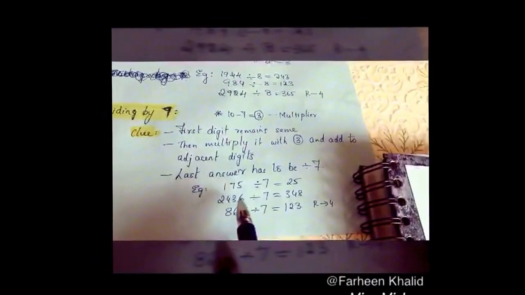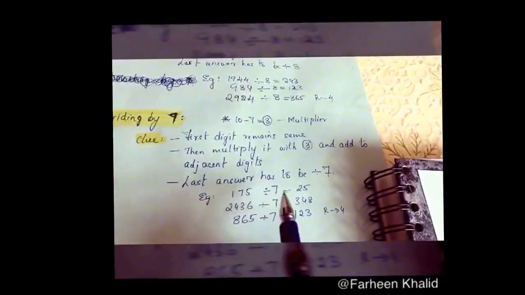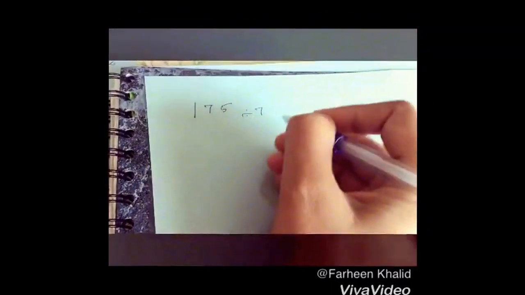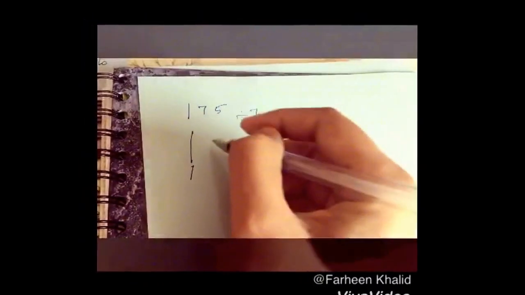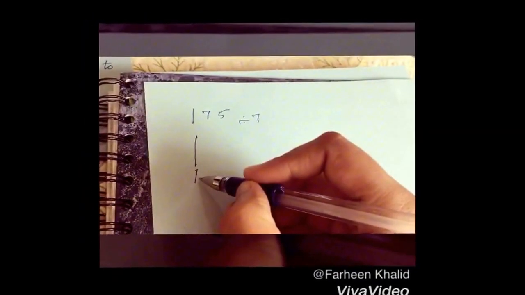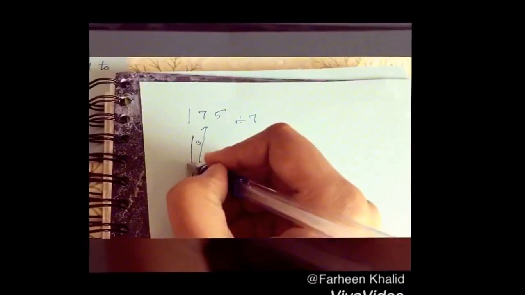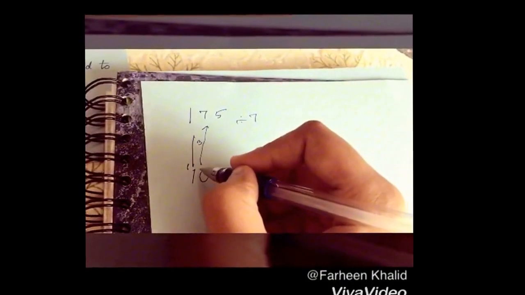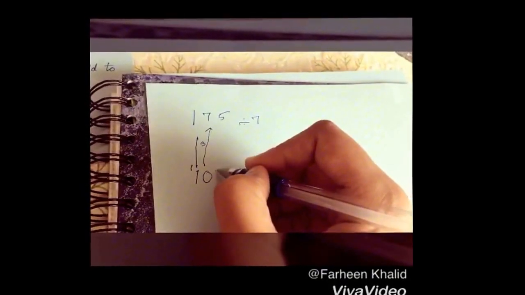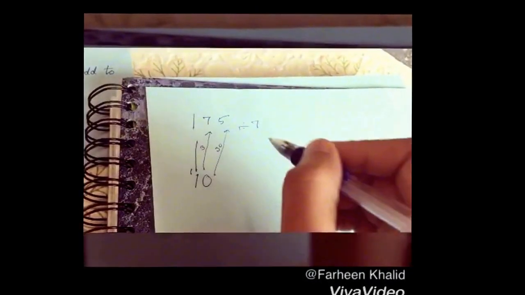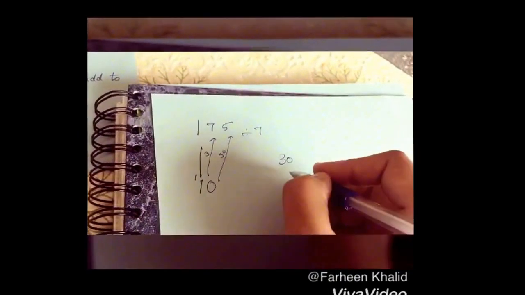Let's start with the first example, which is 175 divided by 7. So you have 175 divided by 7. Okay, you take the 1 as it is, then you multiply it by 3, which is your multiplier, and you add that 3 to the 7, which makes it 10. Then you multiply this 10 with your multiplier, which makes it 30. You add the 30 to the 5, but this time you don't write it down because you're at the last digit. So you have your 30 here.